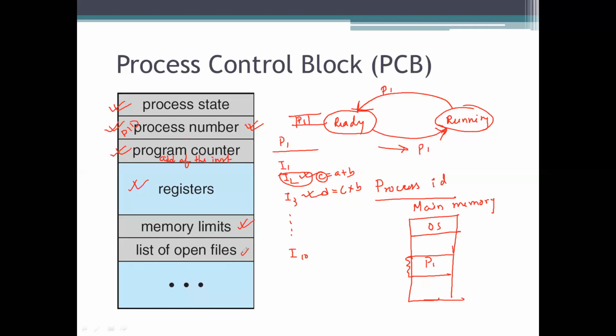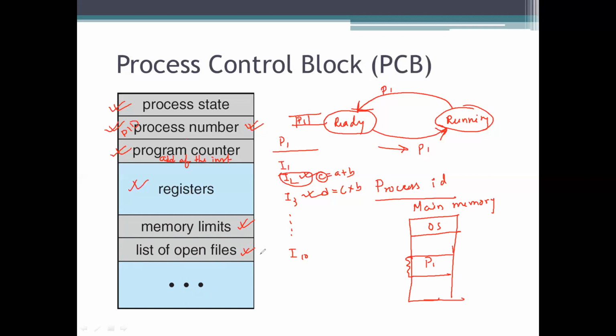The next one is a list of open files. When the process starts its execution and wants to perform some operation, it needs to take the help of some files. So it needs to take some input from the file. What are the set of files which are already opened by the process to perform its execution? All the list of open files are present over here, that file ID.